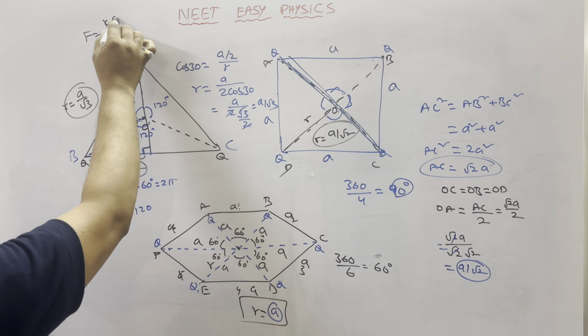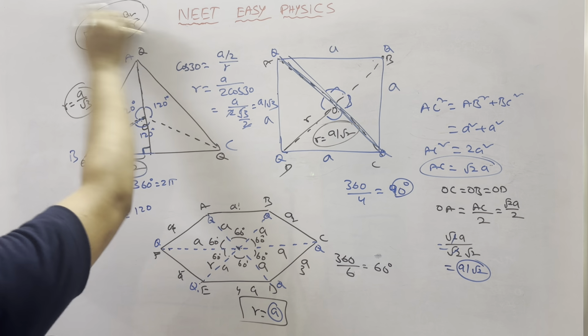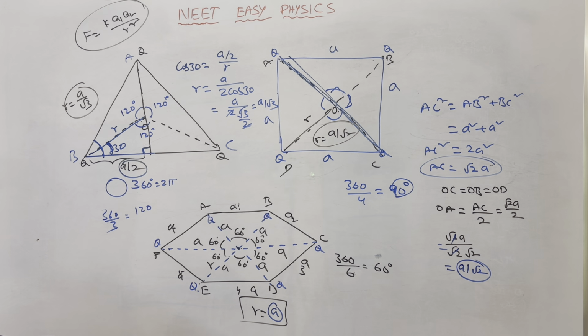So, our formula is this one only. Till now we are using only F equals K Q1 Q2 by R square.